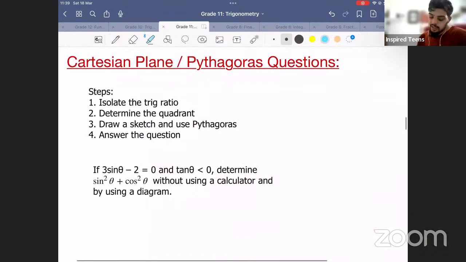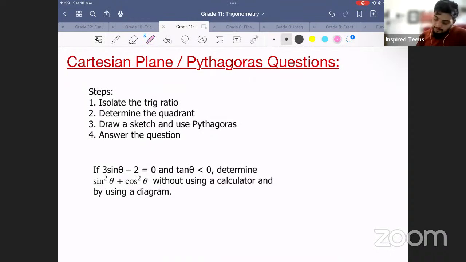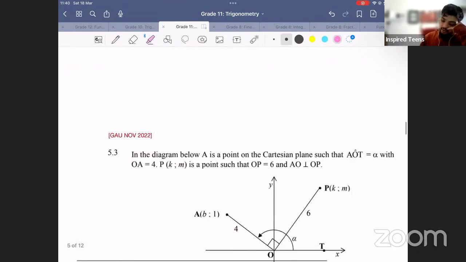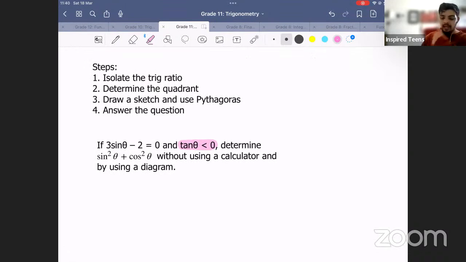The Pythagoras questions, what's the hint to solving those? Firstly, it doesn't say in terms of. They give you an interval. Sometimes they give you an interval, or sometimes they tell you that tangent theta is less than 0. Then they'll either say without using a calculator, or they'll say by using a diagram. Generally not both, though they can give both. A lot of the time they give just one. They say without using a calculator or with the aid of a diagram.